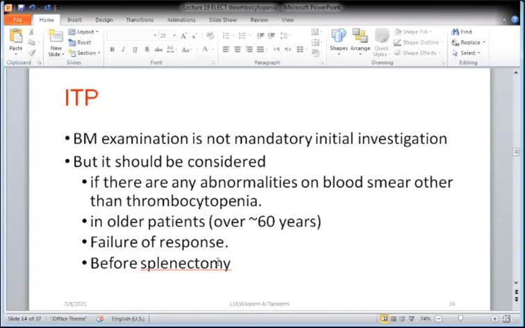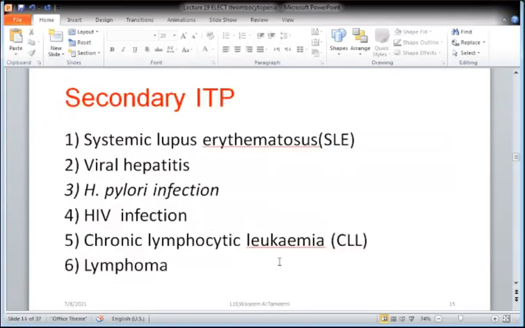Lastly, if the patient is considered to have chronic persistent ITP and needs splenectomy. Any patient who needs splenectomy, I must make sure that the bone marrow production is normal before proceeding for splenectomy. So these are the 4 indications of bone marrow study in a patient with suspicion of ITP.